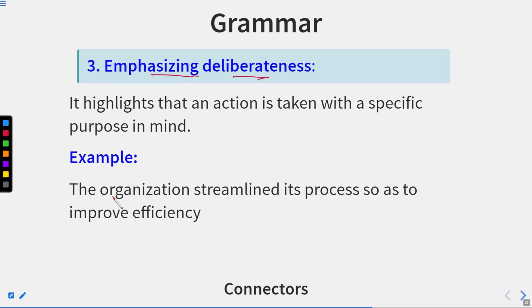Emphasizing deliberateness. Now, as I told you earlier as well, showing deliberateness is the main part of these types of connectors. Why so? If there is any action that has happened, there can be two chances. Maybe it was random or just by chance, or maybe it was done intentionally, purposely, knowing everything about it.